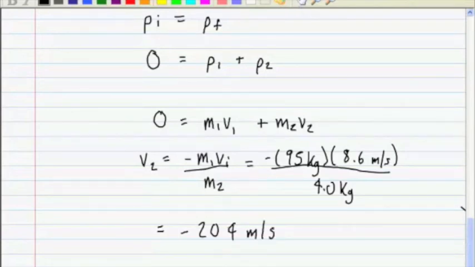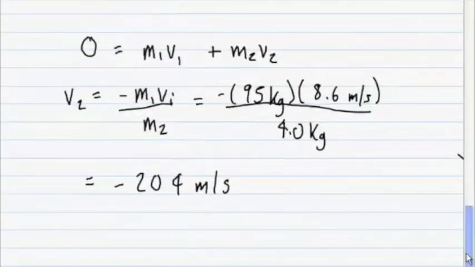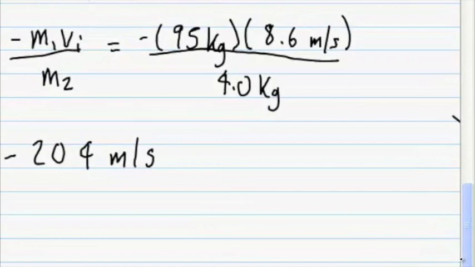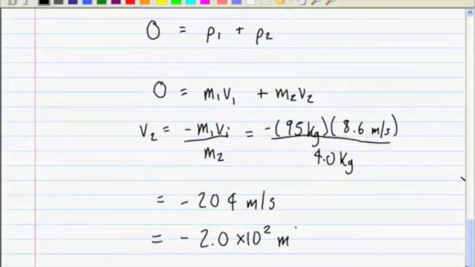Now a couple things about this. The first thing is that we've got to round off to appropriate sig figs, and it looks like we're only good to 2 significant digits. So we're going to have to round this off to 2 sig figs, which is a little bit annoying to do. We're going to have to do this with scientific notation. So negative 2.0 times 10 to the 2 meters per second.